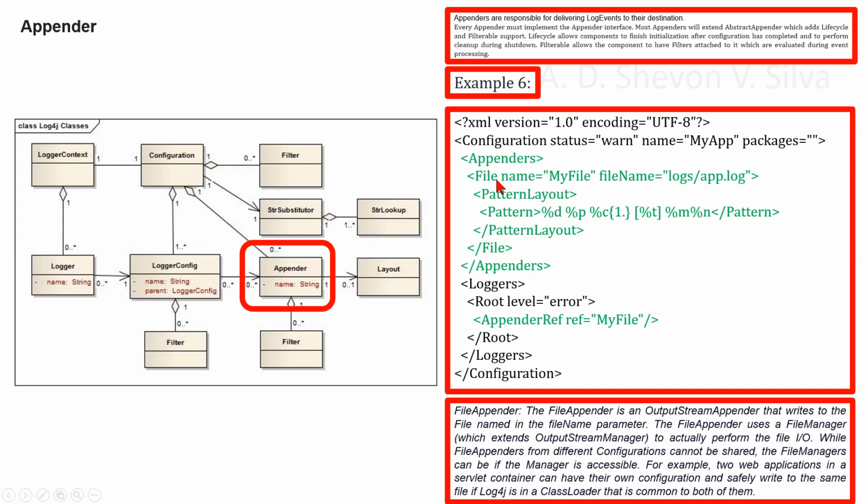For example, two web applications in a servlet container can have their own configuration and safely write to the same file if log4j is in a class loader that is common to both of them. Here the name is the name of the appender, and here the file name is the name of the file to write to. If the file or any of its parent directories does not exist, they will be created.